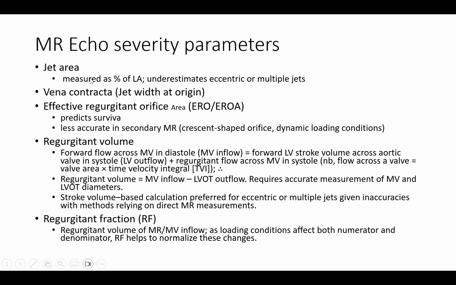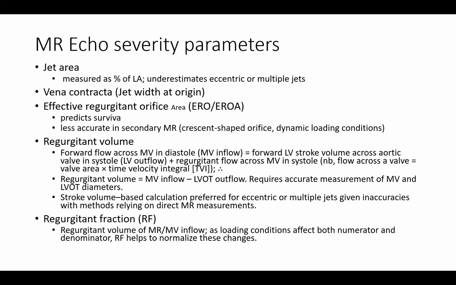But we use the jet area measured as a percentage of the left atrium. Now, each of the methods has its own limitations. So that's why it's reasonable to combine all the different parameters. Especially in eccentric jets or multiple jets, it could underestimate the jet area.